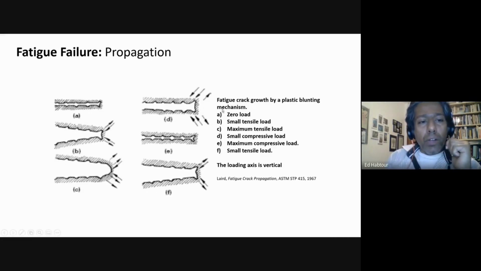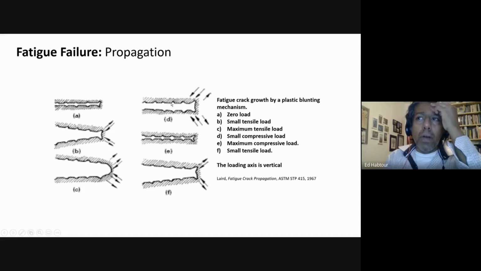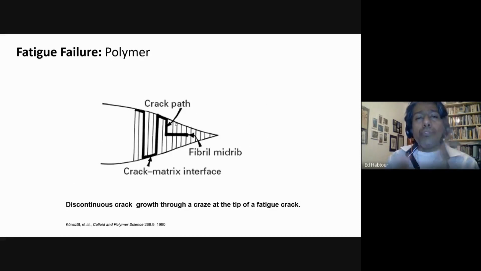And then as a result, the damage grows, and it becomes more of a stress concentration, and the separation in the material increases as we increase the load. And here I show some of the various plastic blunting mechanisms. Of course, for polymer, it's a completely different story than metals.